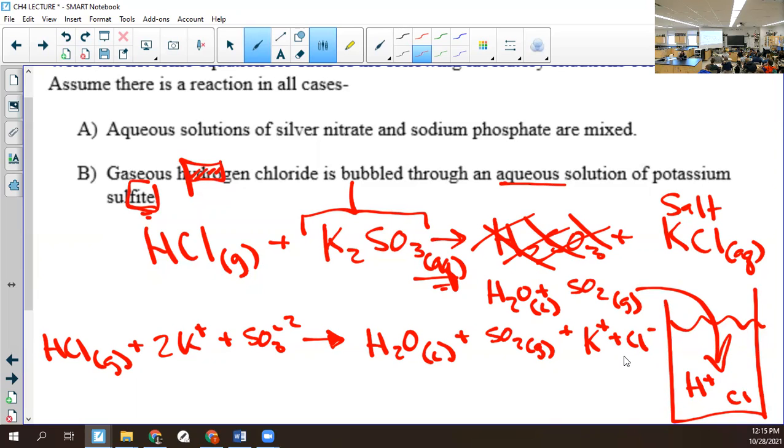What would be eliminated? Only potassium. So my net ionic would be all of that. So hydrogen chloride gas plus sulfite goes to water, sulfur dioxide, and chloride ion. So is it always part of the salt that's going to be the spectators? Yep. Always.